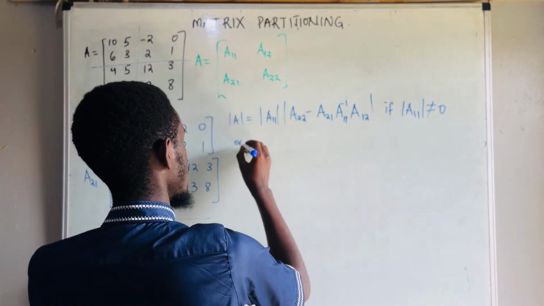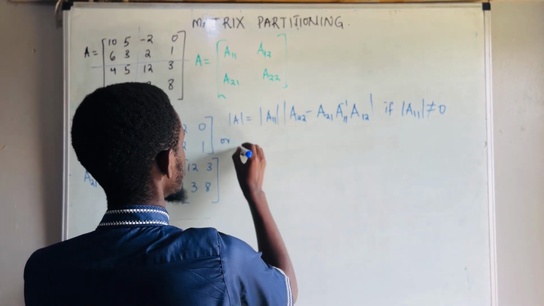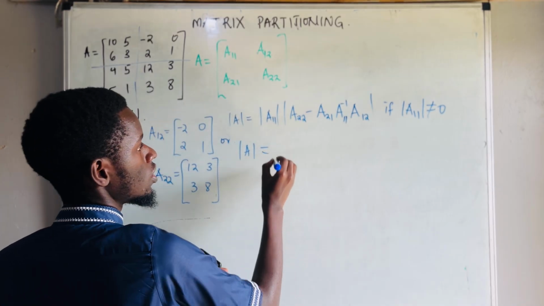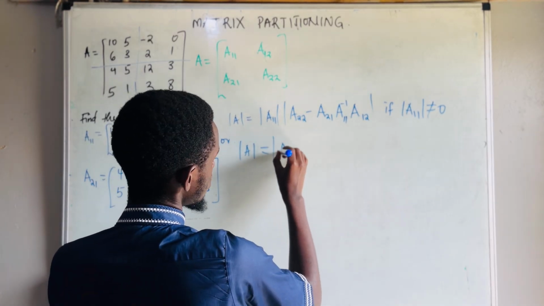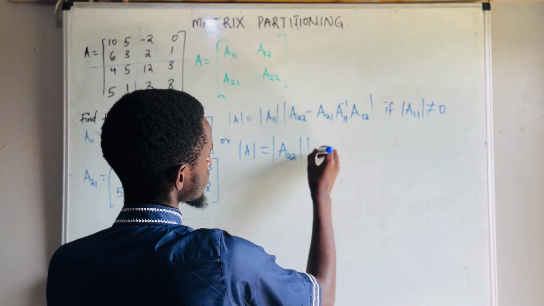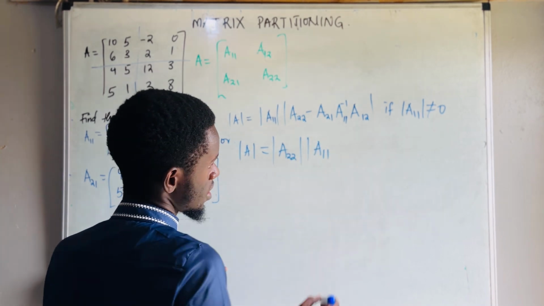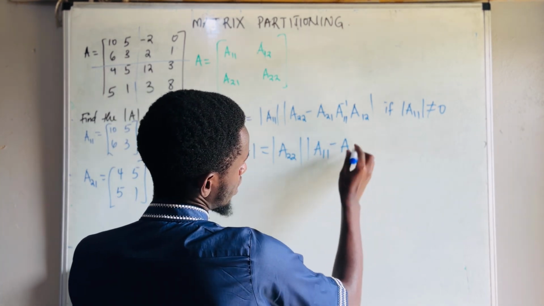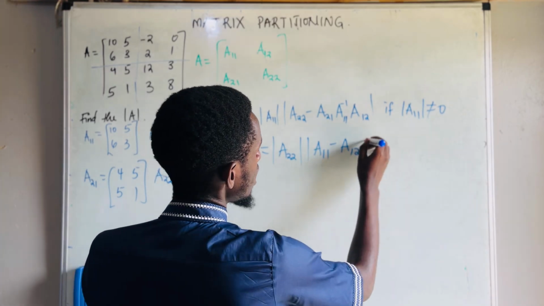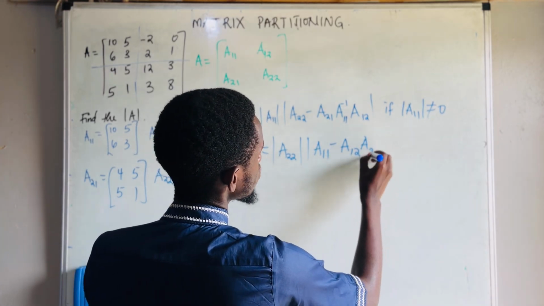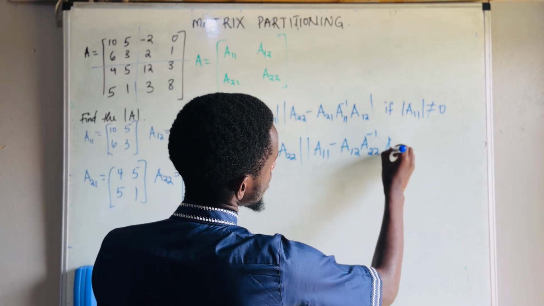Or we use that the determinant of A equals the determinant of A22 times the determinant of A11, minus A12 times the inverse of A22 times A.